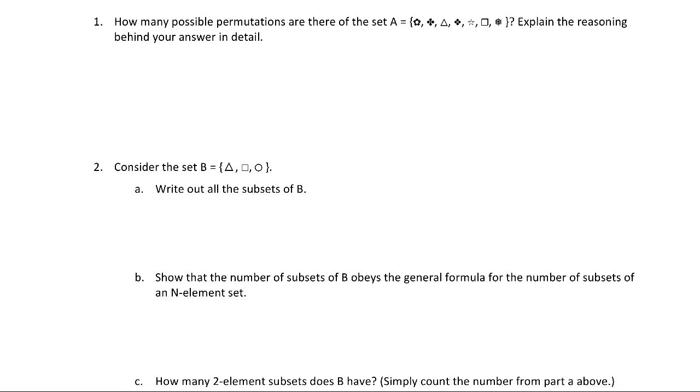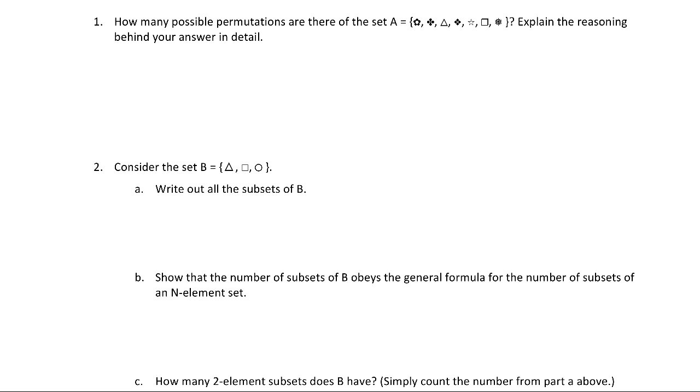Okay, in this video I'm going to do some example problems from the topic of counting, otherwise known as combinatorics. In this first problem we're given a set A that contains 1, 2, 3, 4, 5, 6, 7 elements, and we want to know how many permutations there are of this set. A permutation is a rearrangement of the elements in the set.